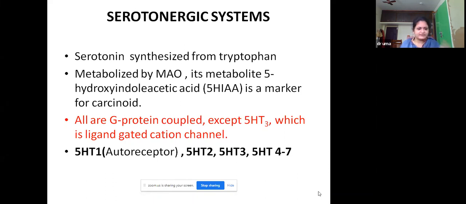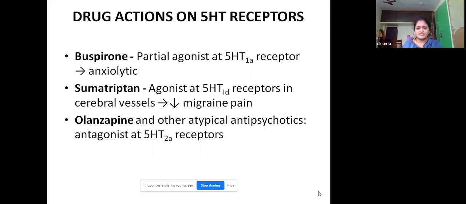Among these receptors, 5-HT1 is an autoreceptor. So important drugs acting on the receptors: buspirone, which is an anti-anxiety agent, is a partial agonist at the 5-HT1A receptor. Sumatriptan has agonist action over the 5-HT1B and 1D receptors. They are used for migraine.